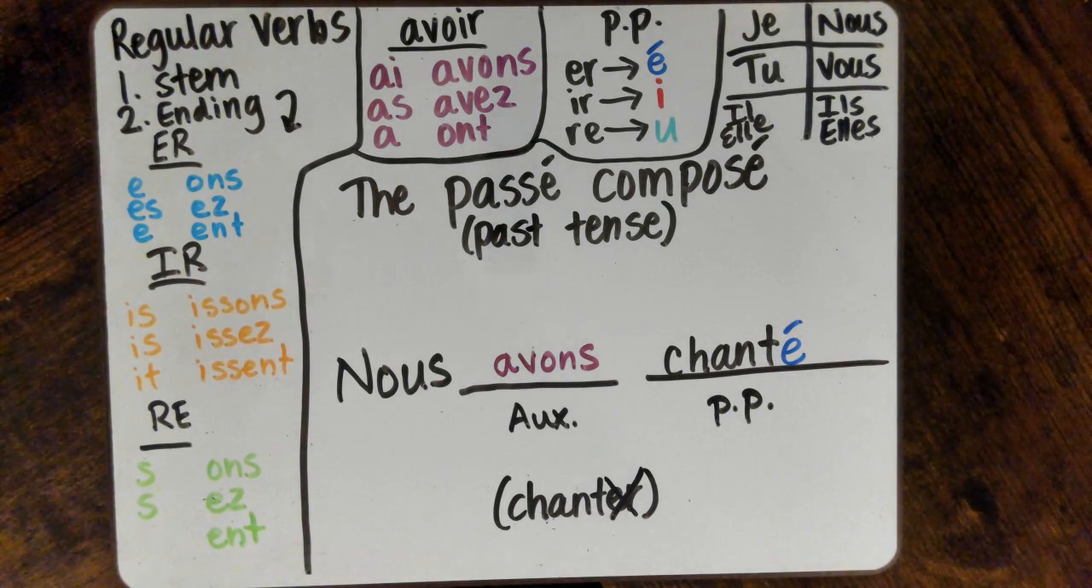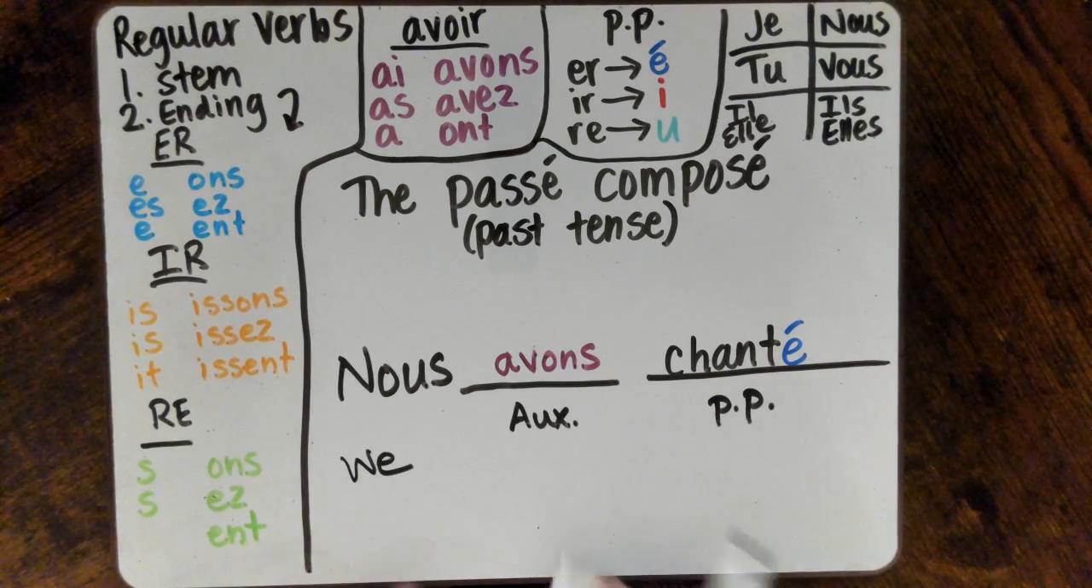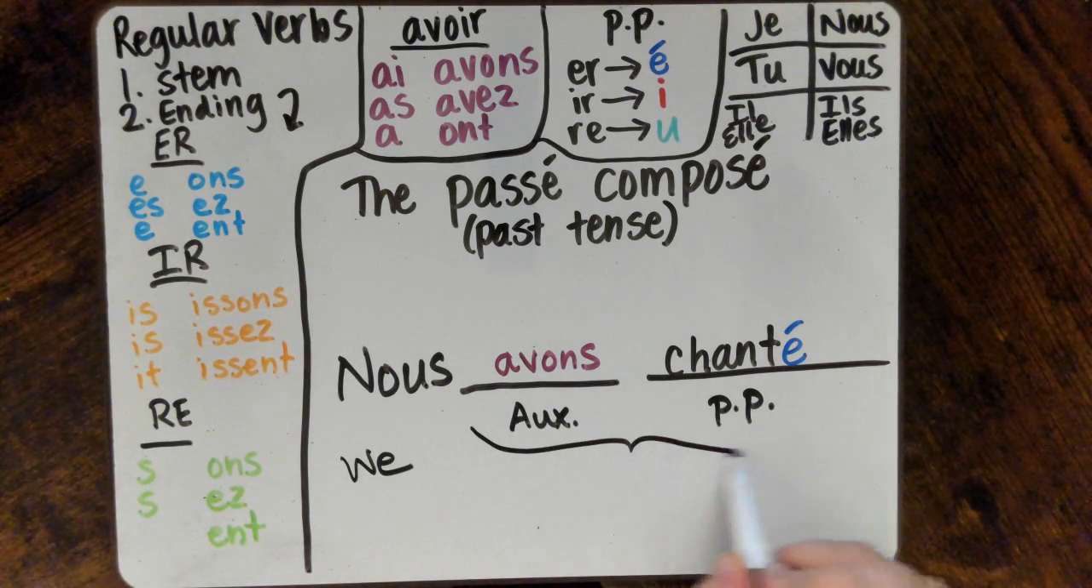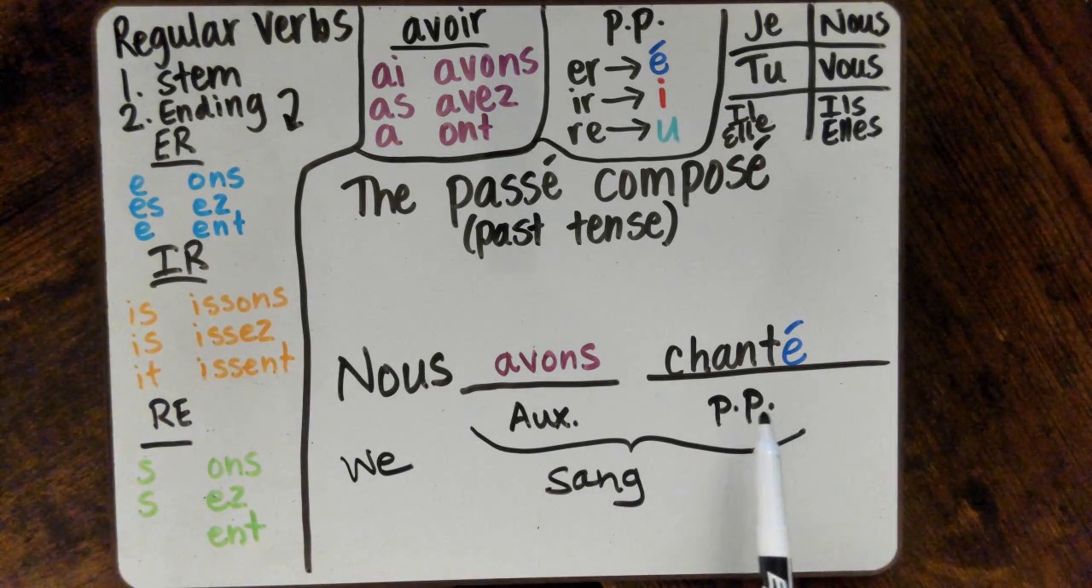E with the accent aigu over it. So what this means is we, here, this might be kind of confusing when you still have this here. And then this part together means sang. And what it really means is we have sung. But in French you can say we have sung or we have sang, and it means the same thing.